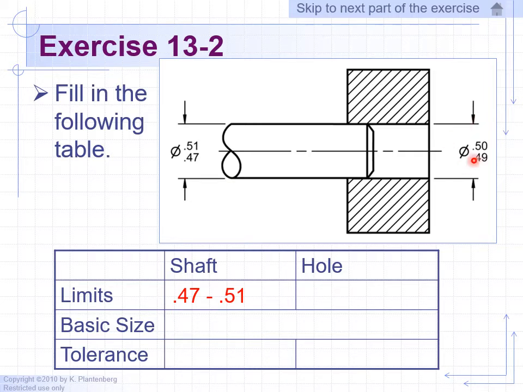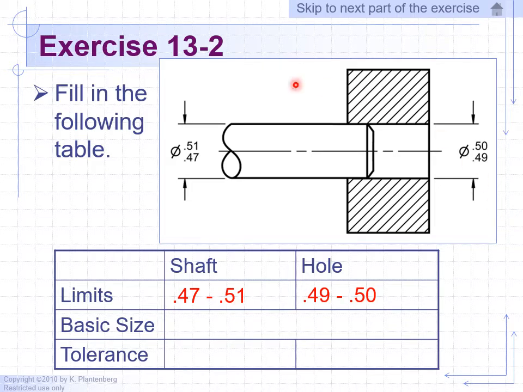And now let's take a look at the hole. The maximum hole allowed is 0.50 and the minimum is 0.49. So again, minimum 0.49 up to 0.50 in diameter for the hole. When you call out limits vertically, you put the max on top and the minimum on the bottom. When you call it out horizontally, you call out the minimum first and then the max.